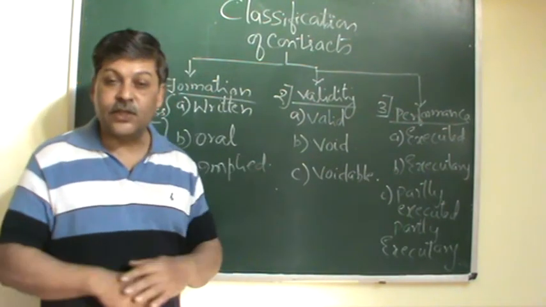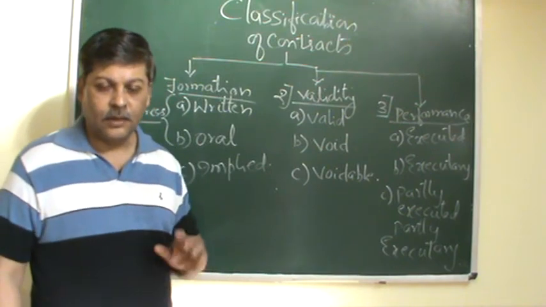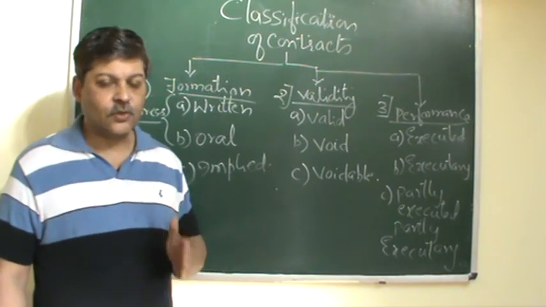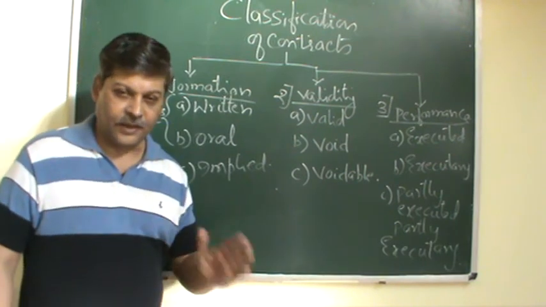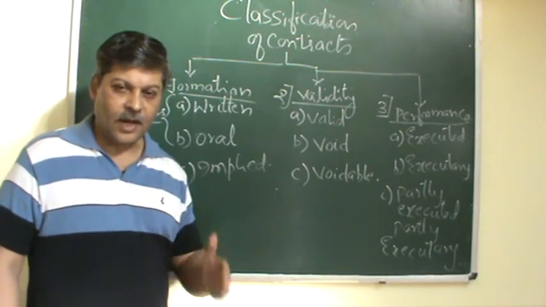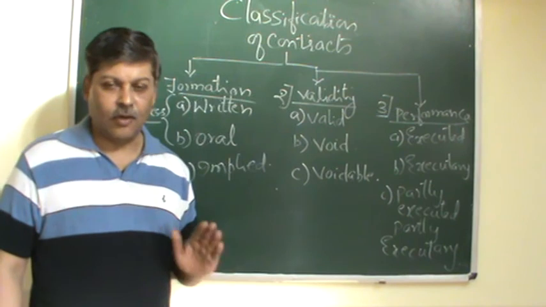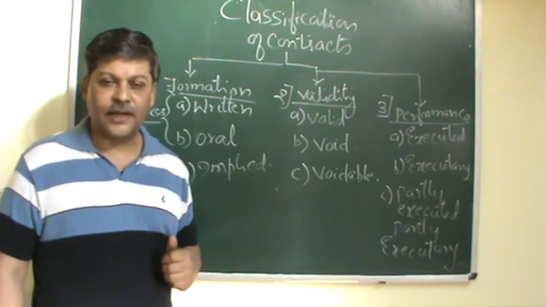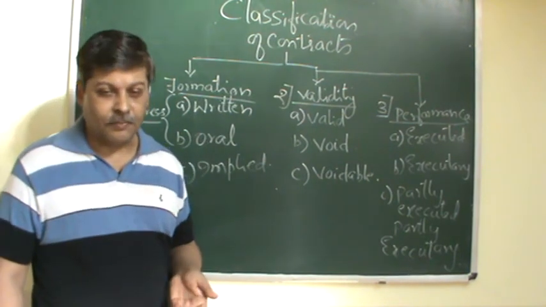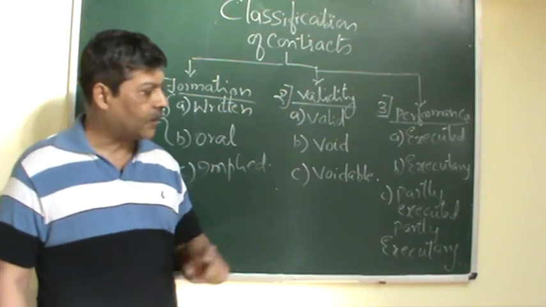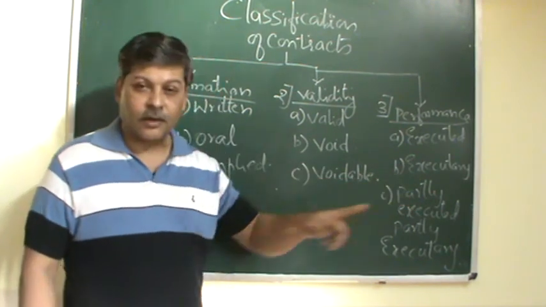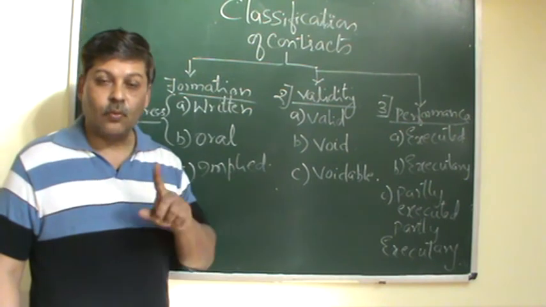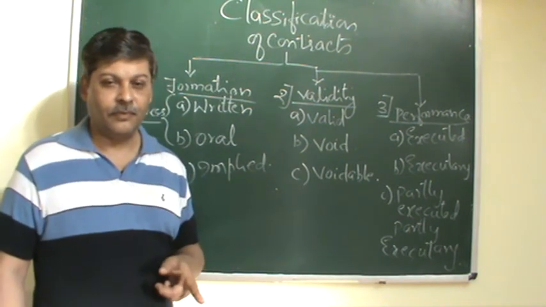The second one is the executory contract. So in certain circumstances, one party has completed his obligation, but the other party has yet to fulfill his obligation. So we call such contracts executory contracts. So one party is yet to perform.